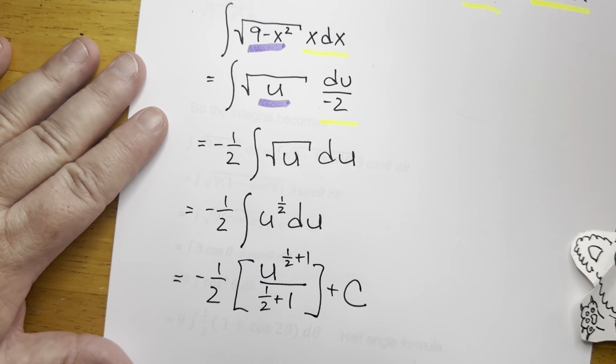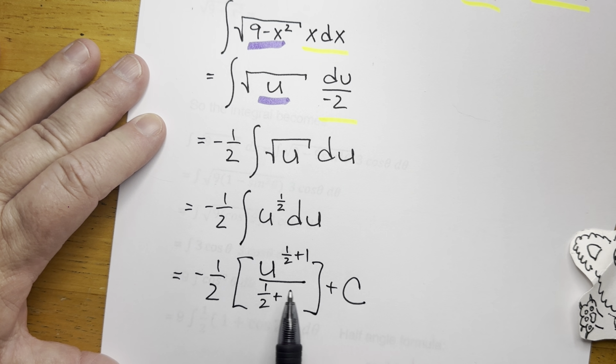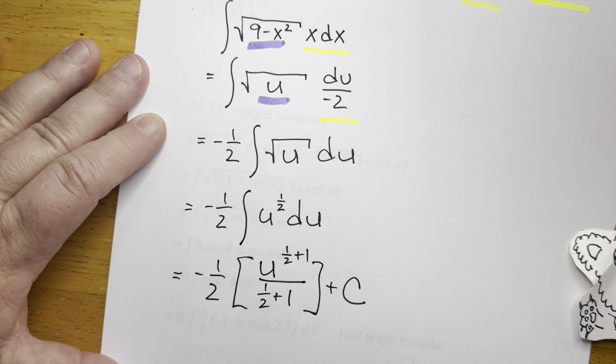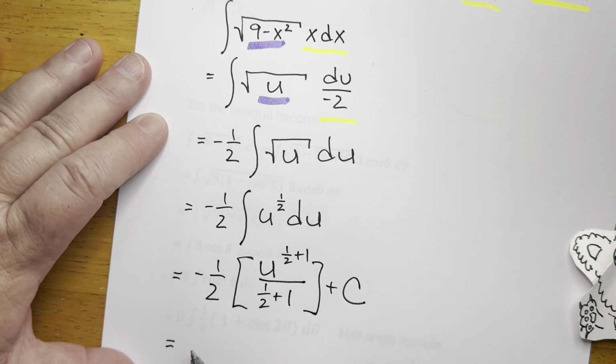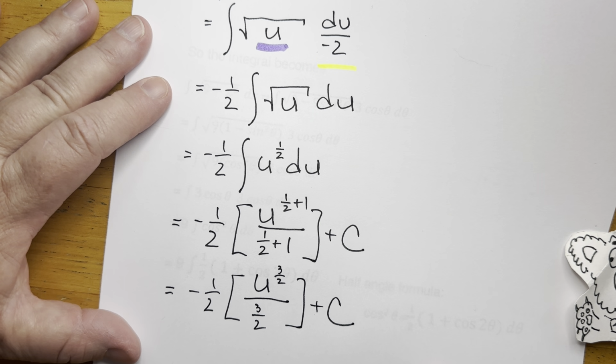Now, if you really want to be pedantic about it, you could put the c in here and then multiply by -1/2 and get a new c. If you would like to do that. There is no reason to do that. When you integrate, you just end up with some constant, and so you really can just stick it on at the end like this, if you'd like. Okay, -1/2, and this is u to the 3/2 all over 3/2 plus c, and there you go.